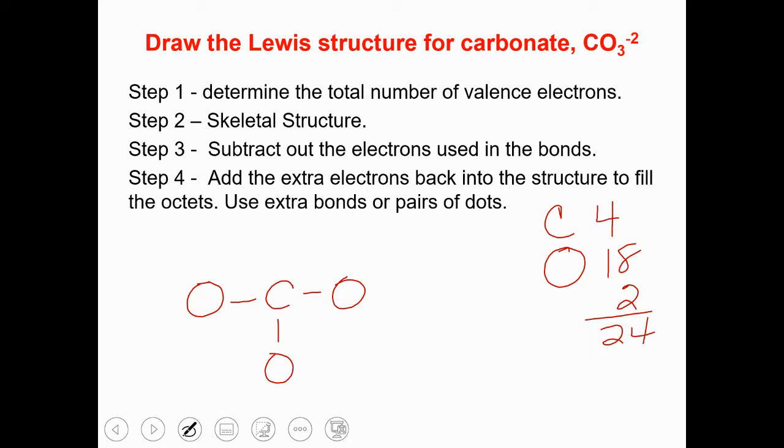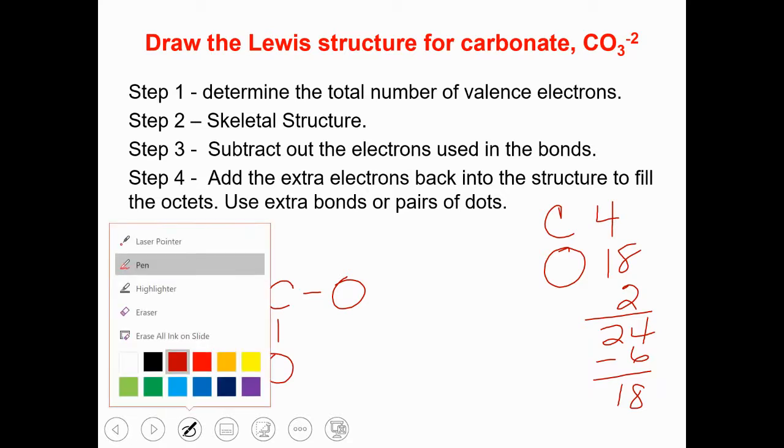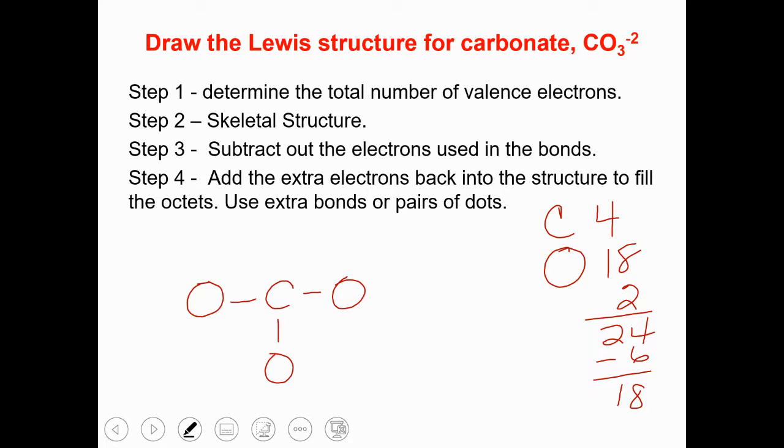Now, I can subtract those 6 out, and that gives me 18. But look at my structure. I need more than 18. I need 2, 4, 6, 8, 10, 12, 14, 16, 18. The carbon needs 2 more. I need 20. What do we do if we need more than we have? We make a double bond, right?